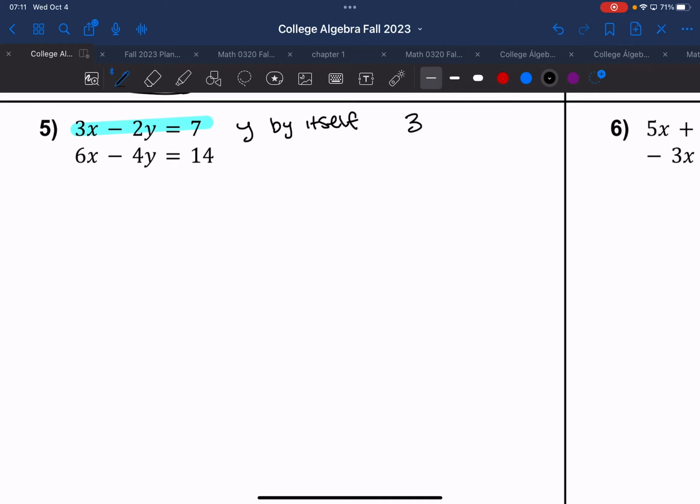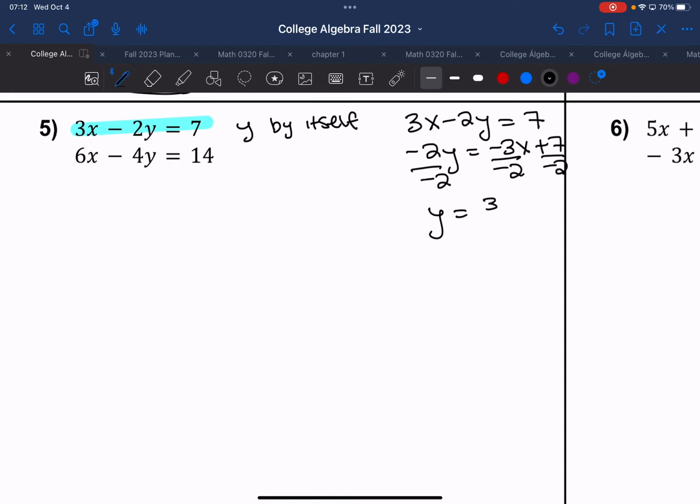So I have 3x minus 2y equals 7. We said we're getting y by itself, so first I have to move over my x's. So I have negative 2y is equal to negative 3x plus 7. And then I want to get rid of that negative 2 in front of the y, so what am I going to do to the whole equation? Divide by 2 or divide by negative 2? Yeah, because I want that whole thing gone in front of y. So divide everything by negative 2, and we get y is equal to 3 halves x minus 7 halves.